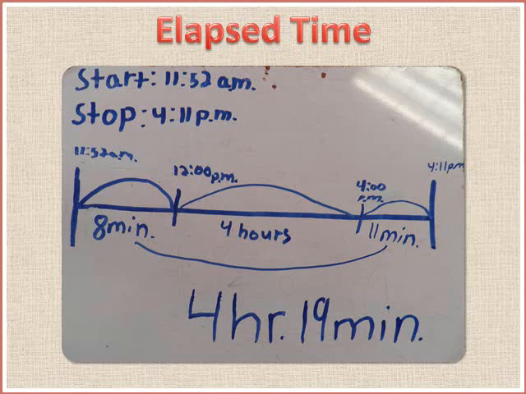Another way that we use number lines, this is more at the 3rd or 4th grade level, is for solving elapsed time problems. And again, this will be more of an open number line, but this is a really great tool for the 3rd or 4th grade level.